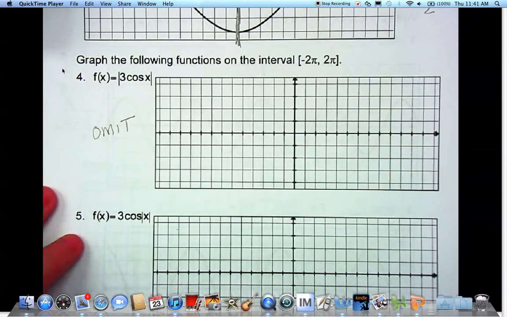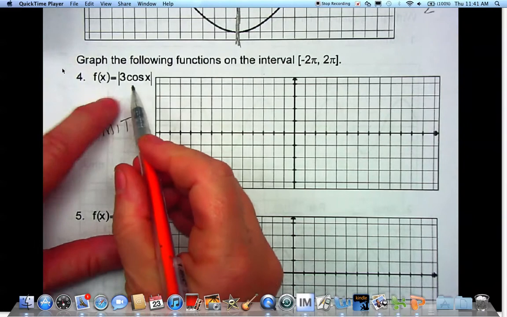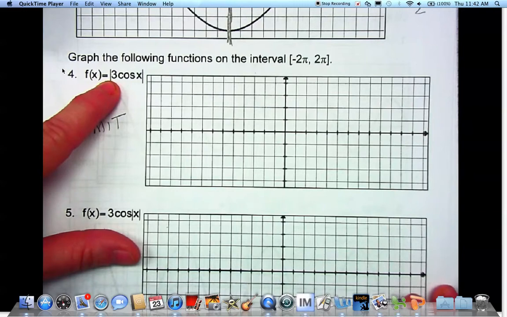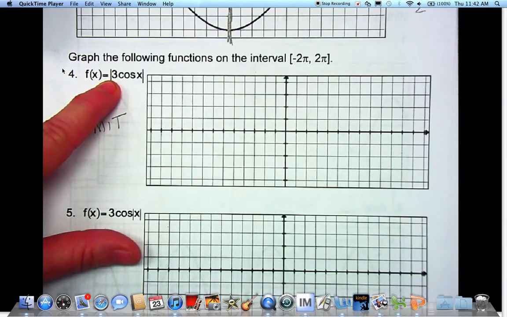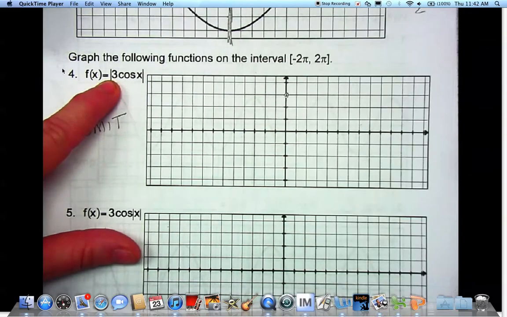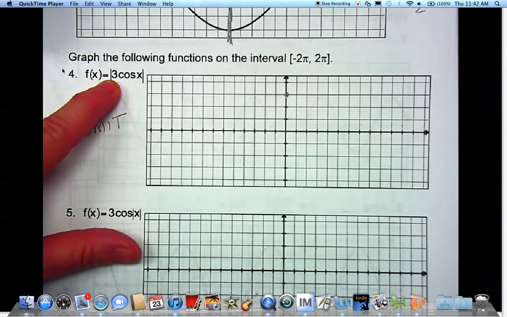I want to go ahead and graph the 3 cosine x though, without the absolute value. How would you graph that? You start at 3, and then right as it's about to go down, you flip it up. What's the period? 2 pi.